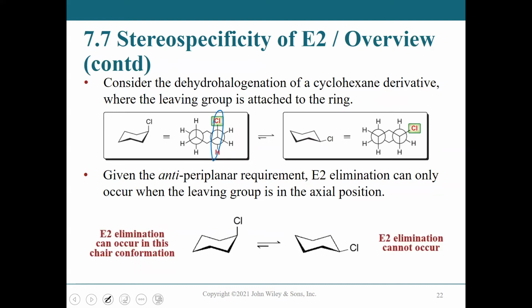What if I have the equatorial up and equatorial down? No, you cannot do an E2 reaction. They have to be able to be diaxial, right? So, for example, here, elimination can occur in this chair conformation. Why? Because the chlorine is axial. Here, no, because the chlorine, my leaving group, is equatorial.